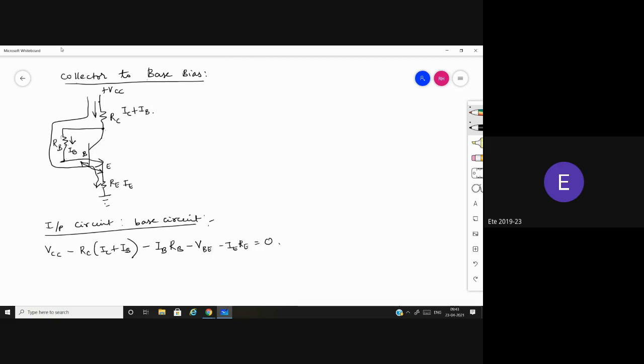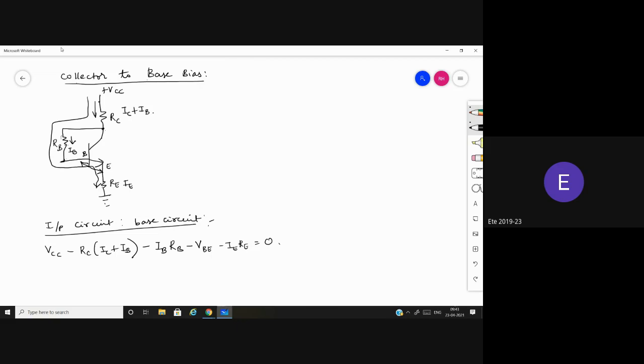In collector to base bias, in some of the circuits we consider RE, and in some of the circuits we will not consider RE. If RE is present in the circuit, you consider it. Otherwise, just leave out this IE RE.